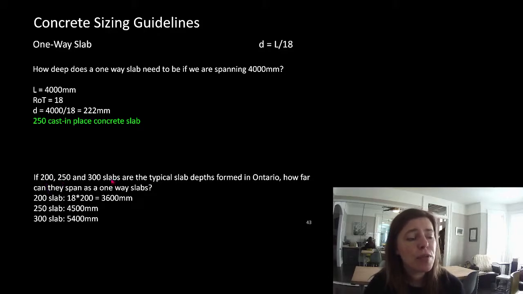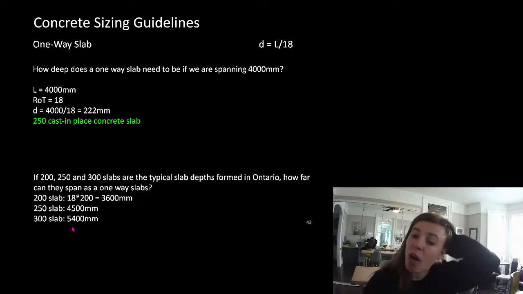If 200, 250, and 300 cast in place concrete slabs are the typical depths formed in Ontario, how far can they span as one-way slabs? Again, this is handy knowledge to know. It would be each of their depths times 18. So a 200 one-way slab is about 3.6 meters. It's not very far. A 250 slab is about 4.5 meters, and a 300 slab is about 5.4 meters. These aren't very long spans.